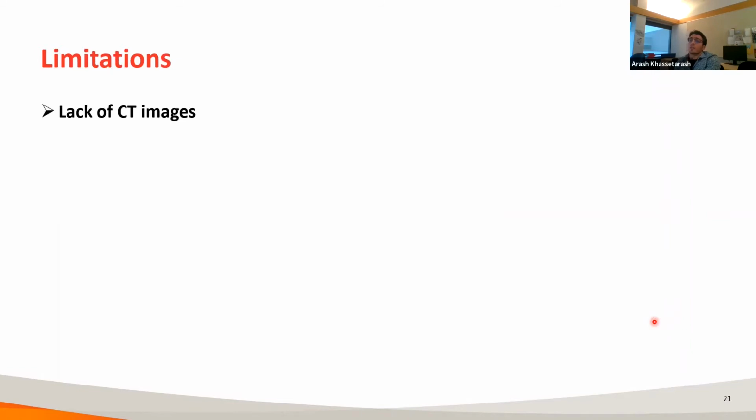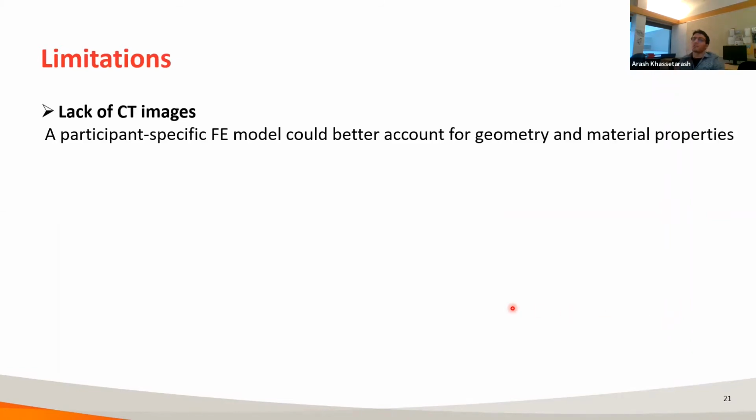There were some limitations in this study. The first limitation was the lack of CT images. So a participant-specific FE model could have better accounted for geometry and the material properties. But also we showed that for the 4 participants that we looked at, the changes in tibial strain using the BMC matched model were strongly in agreement with the participant-specific model.